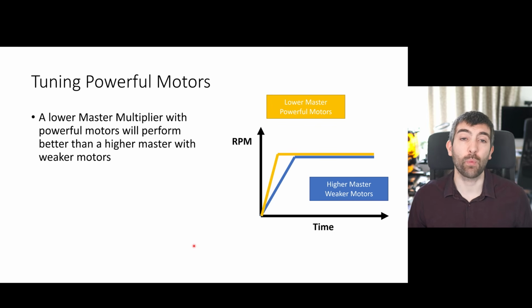A lower master multiplier with powerful motors is going to perform better than a higher master multiplier with weaker motors, and that's all to do with how fast the motor responds. So if you have a low master with powerful motors, it's going to respond nice and quickly. A higher master multiplier with weaker motors will still respond to the same level, but it's just going to take longer to get there because the motor doesn't generate as much torque. That faster response of the motor is going to give you a quad that's more responsive to your sticks and better able to handle windy conditions. So don't worry if you have to run a lower master multiplier with more powerful motors, because you are getting better performance than if you had a higher master multiplier but were running less powerful motors.